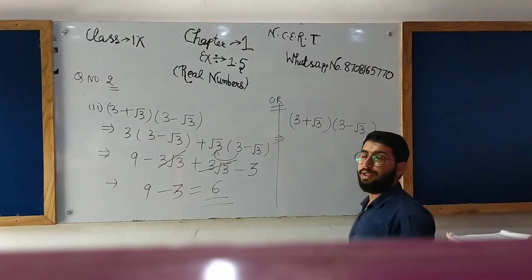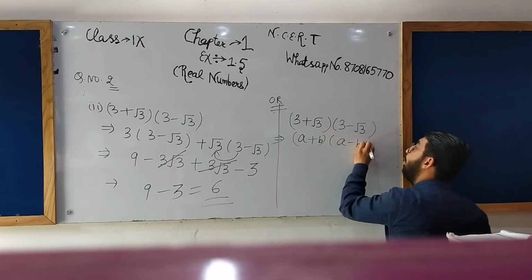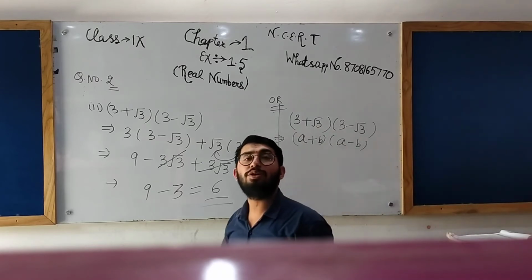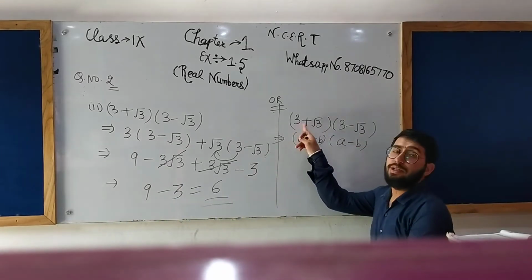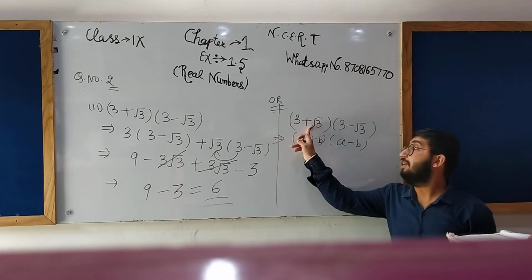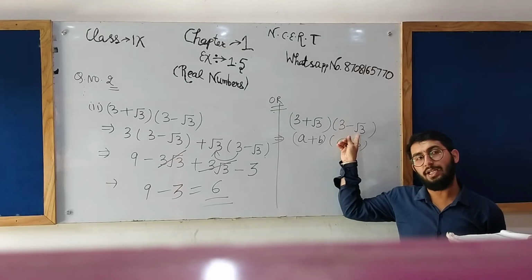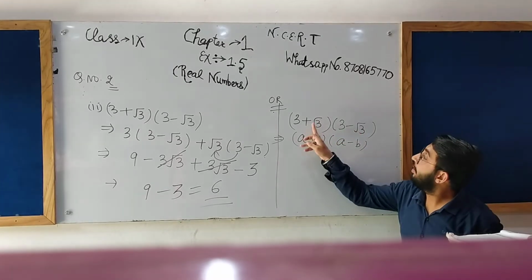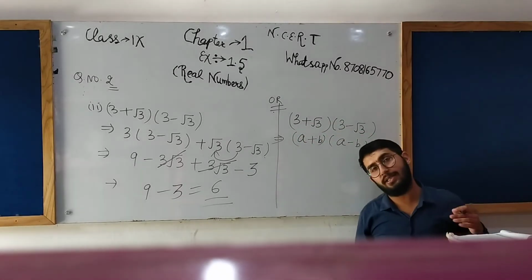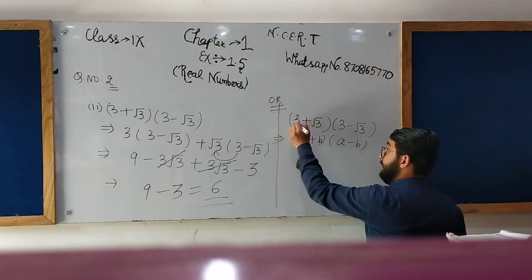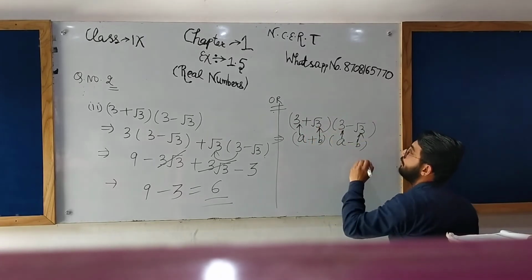You have learned this identity. This is what? A plus B, A minus B. Both these terms are alike. Both are like terms. How? Here 3 is present. Here root 3 is present in the first factor. Same thing is there now. 3 is present first and root 3 is present secondly. But the difference is what? In the first factor it is plus. In the second factor it is minus. Okay. So A is 3, B is root 3. Similarly here A is 3 and B is root 3.